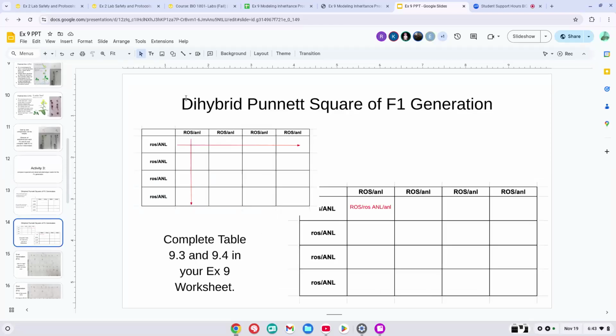And you'll be doing the cross kind of like this, where it looks like ROS, ANL. And then I want you to go through and complete table 9.3 and 9.4 in your exercise 9 worksheet.